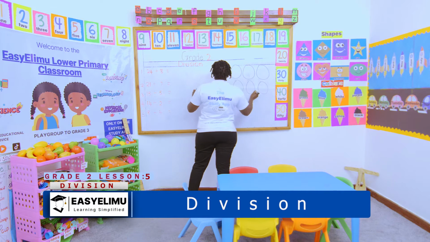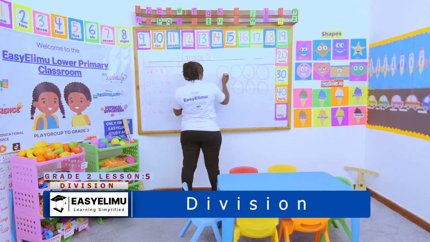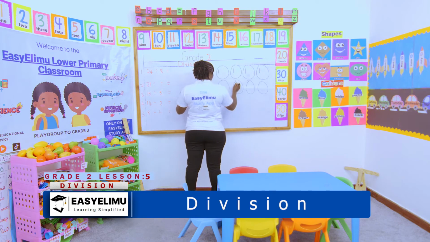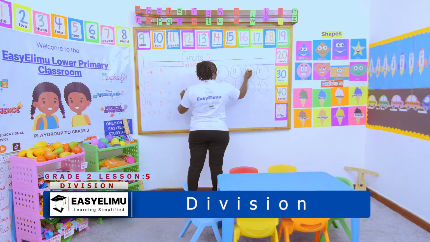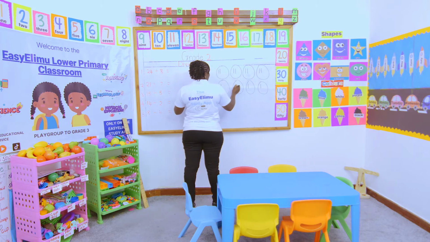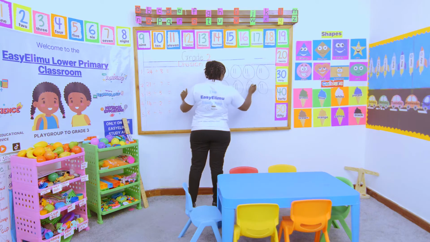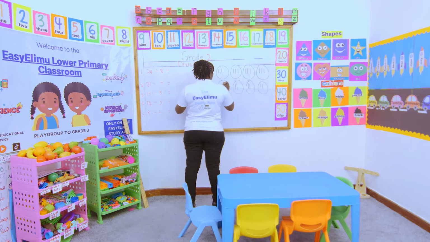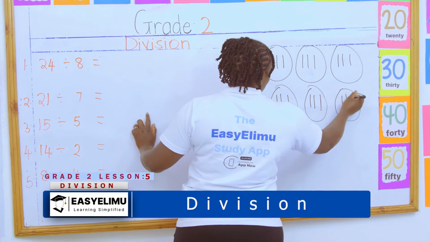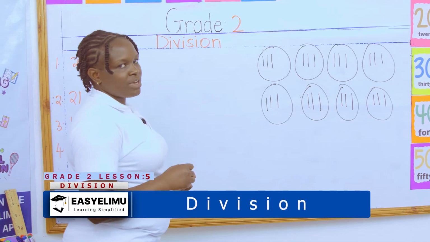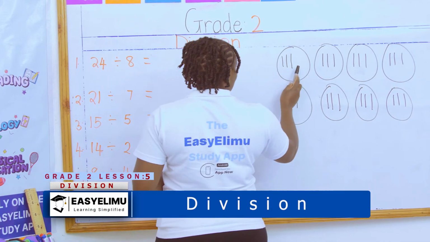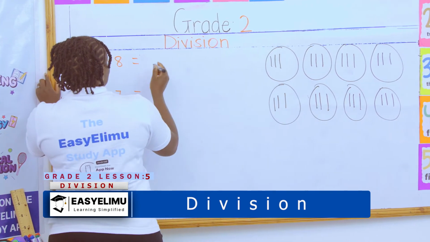These are 8 pupils. So this one gets 1, 2, 3, 4, 5, 6, 7, 8. Add 9, 10, 11, 12, 13, 14, 15, 16, 17, 18, 19, 20, 21, 22, 23, and 24. So you ask yourself, how many apples are in each container? 1, 2, 3. So what is 24 divided by 8? It is 3.